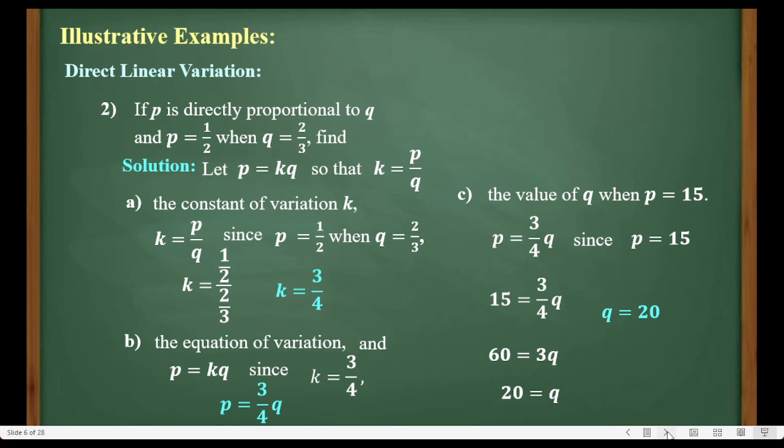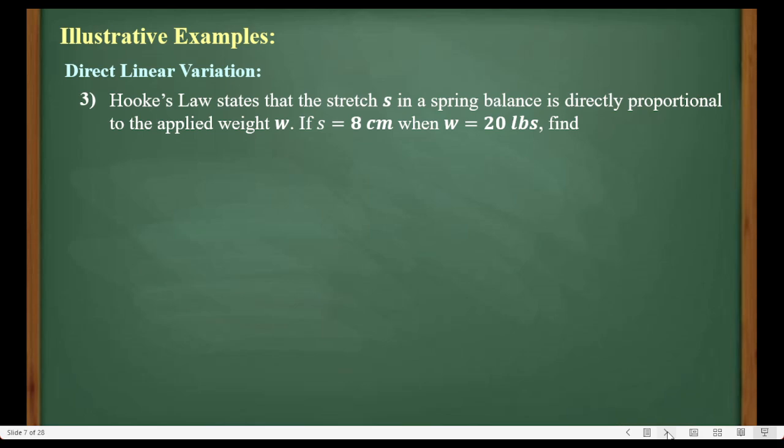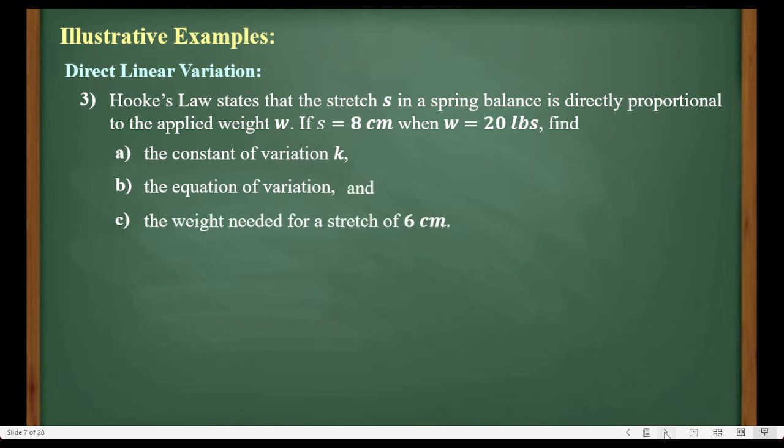Next, we go to the third example, which is still under the direct linear variation, and this is about Hooke's law, which states that the stretch S in a spring balance is directly proportional to the applied weight denoted by small letter W. If the stretch S is initially 8 centimeters when the initial weight applied is 20 pounds, find the following: the constant of variation K, together with the equation of variation, and the weight needed for a stretch of 6 centimeters.